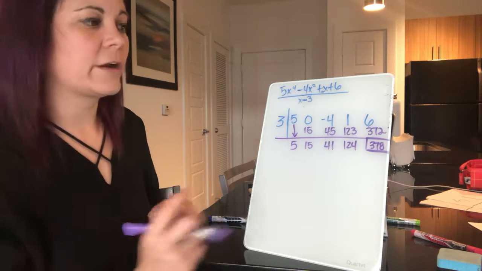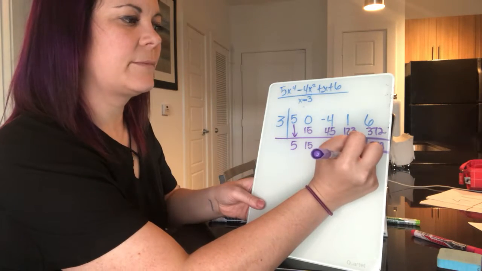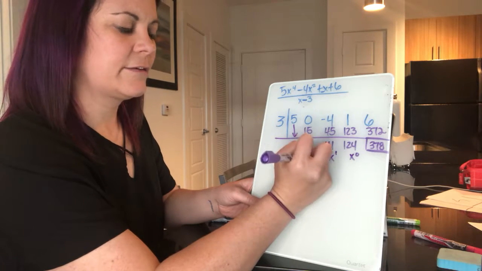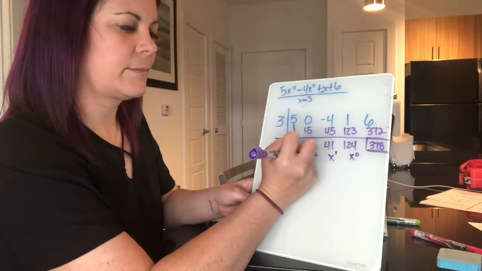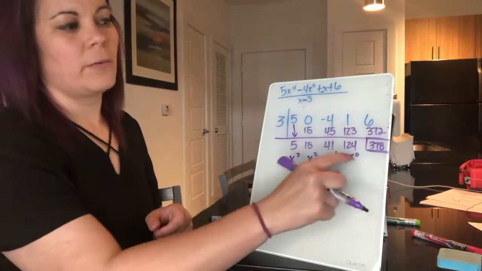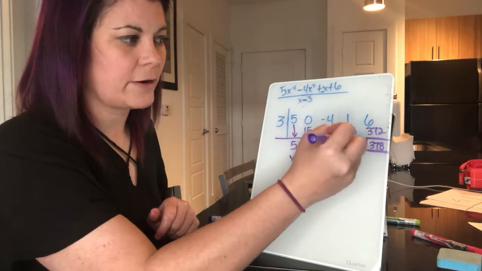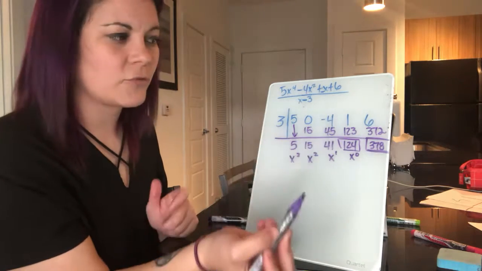And then you start counting up. So this is going to be x to the 0. This is going to be your x to the first. This is going to be your x to the second. This is going to be your x to the third. You always start with x to the 0, which is just your constant. It doesn't have a variable because anything to the 0 power is 1.